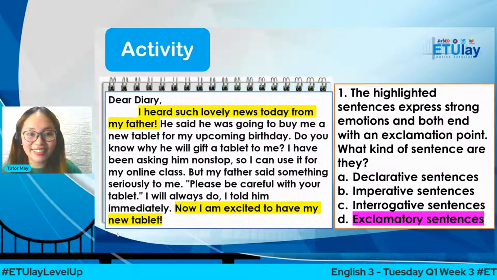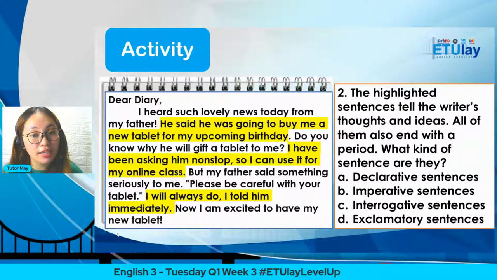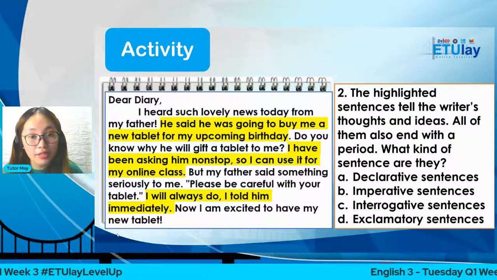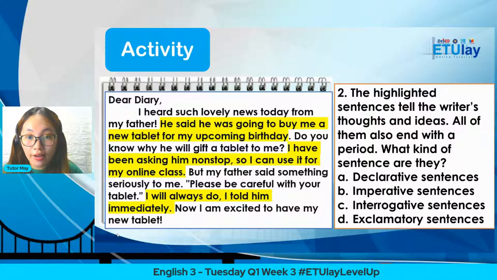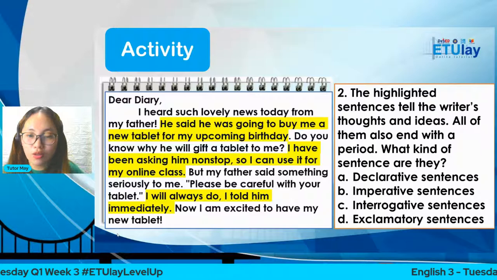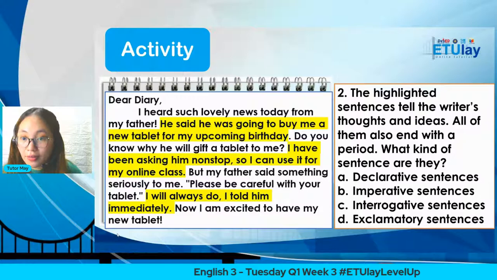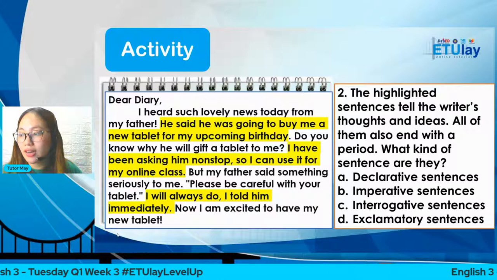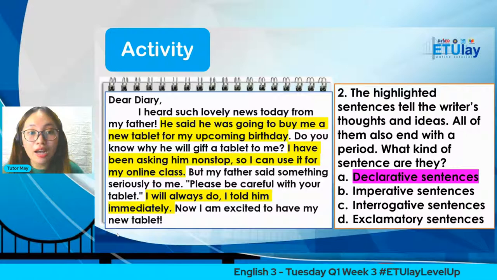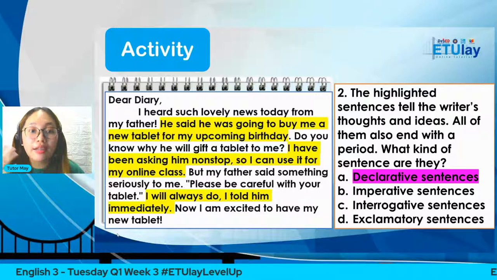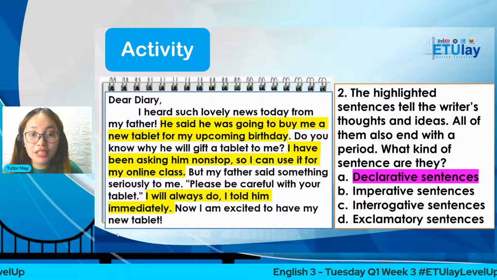The highlighted sentences tell the writer's thoughts and ideas. It's just sharing, telling you what's in her mind, what are her experiences. All of them also end with a period. What kind of sentences are they? Are they declarative, imperative, interrogative, exclamatory? Number two, if your answer is like Rafael, letter A, then you are correct. John, Zachary, and Erin, yes, they are declarative sentences. They are not expressing a command or request, but they are just sharing a statement, the idea, the thoughts, the experiences of the writer. So those sentences are declarative sentences.